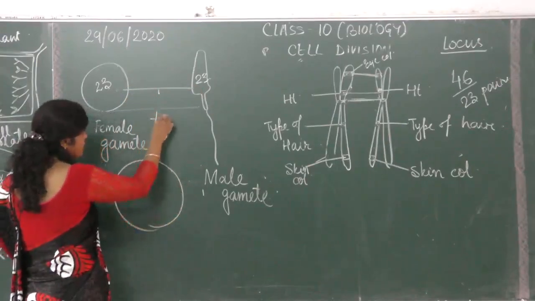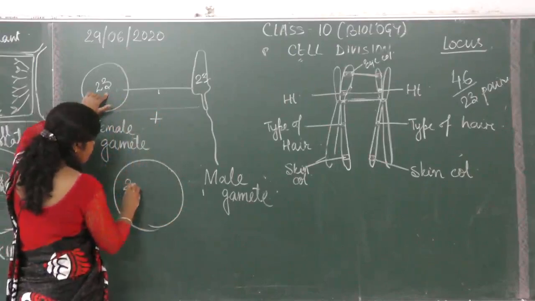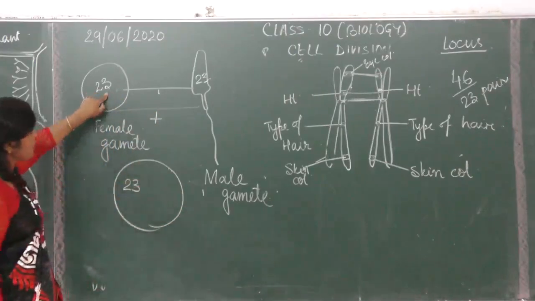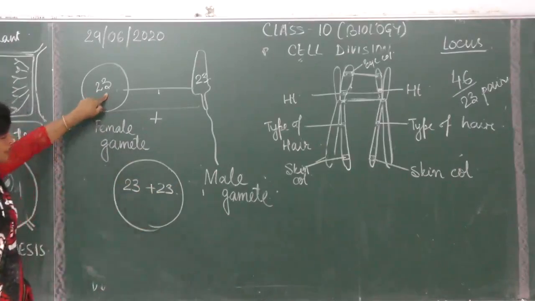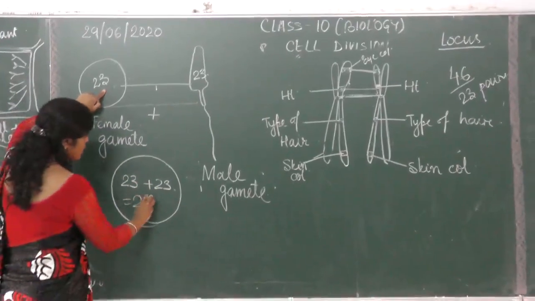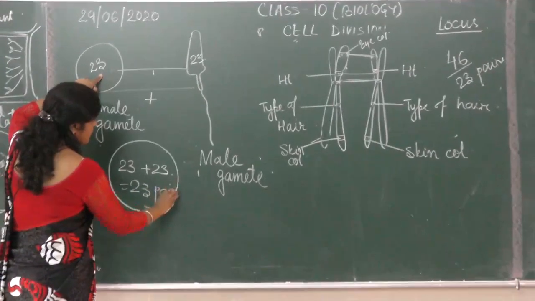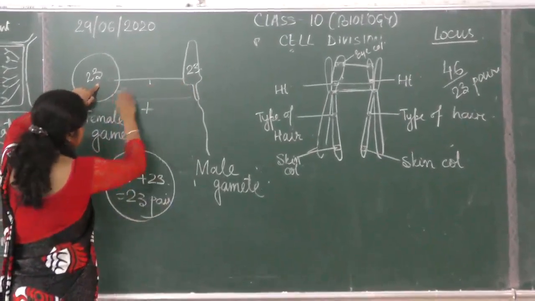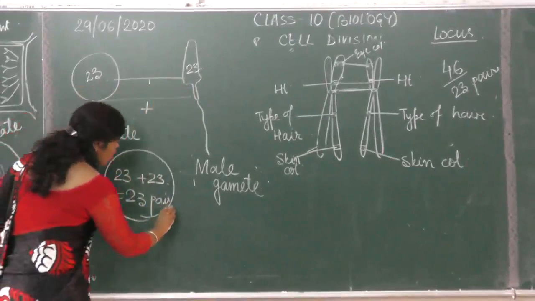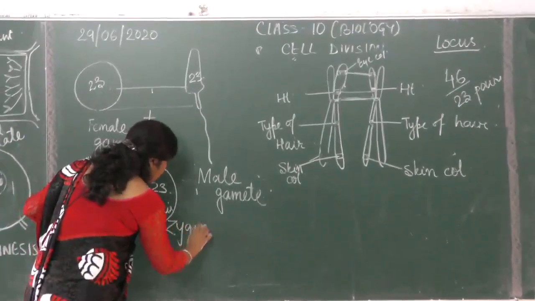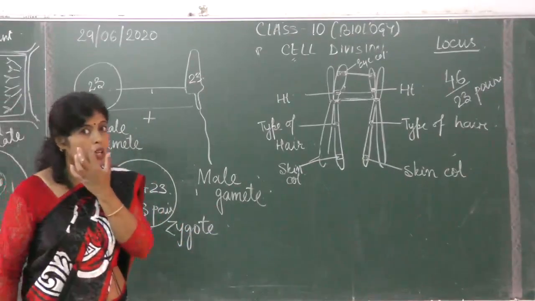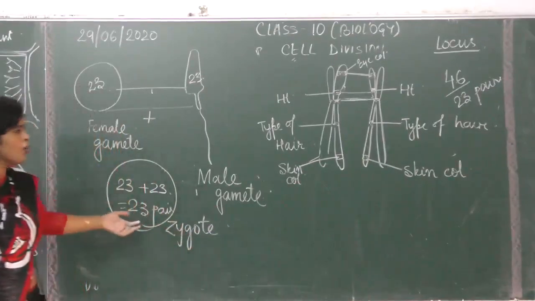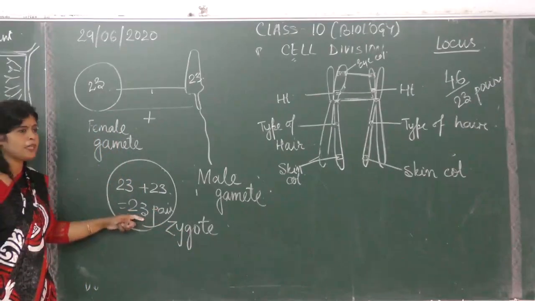After the fusion of these two, 23 from the ovum comes, that means from the mother, and 23 from the sperm comes, that means the father. That makes 23 pairs. After the fusion of egg and sperm, what is formed is zygote. This much you know. You have been doing it since class 8. Zygote is formed, and zygote has 23 pairs.